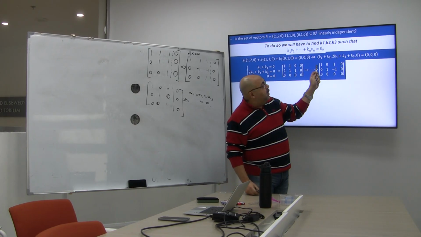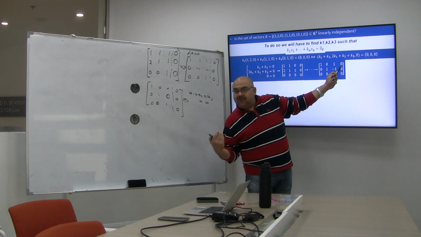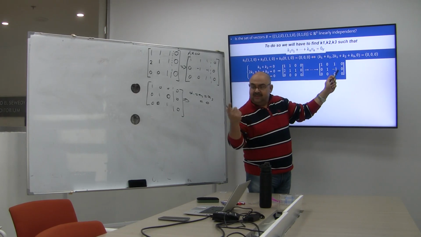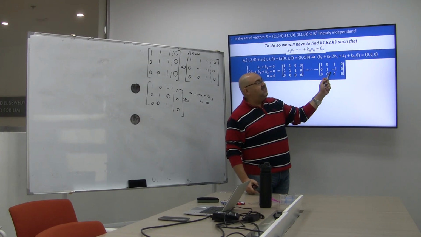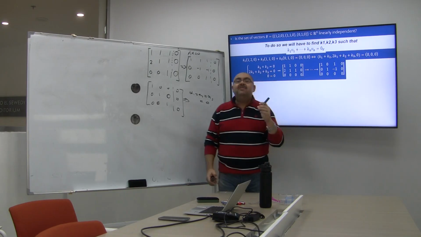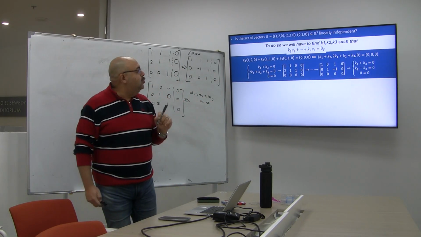Which means k1 plus k3 equals 0. So the value of k1 will depend on the value of k3. Actually, k1 is equal to negative k3. Do you read me? And from the second row, k2 is equal to k3. Now I have an infinite number of solutions. So I have a combination linking those vectors.